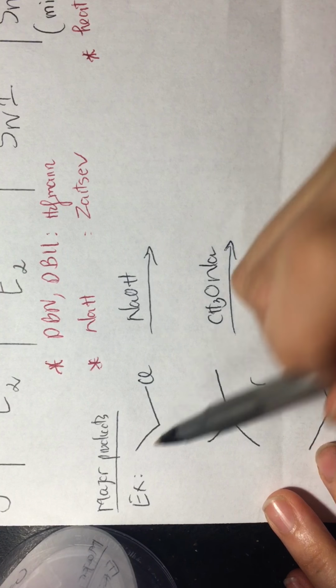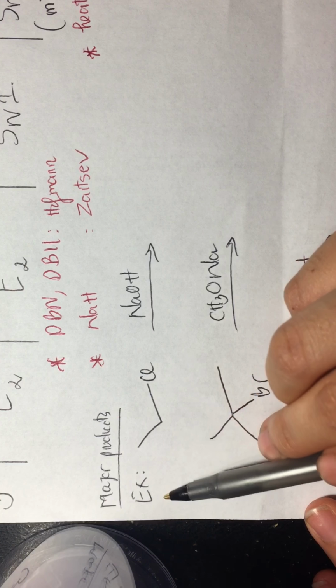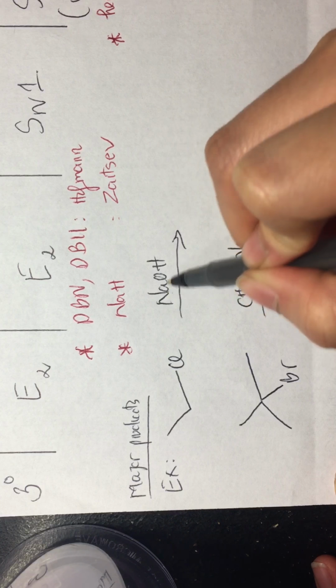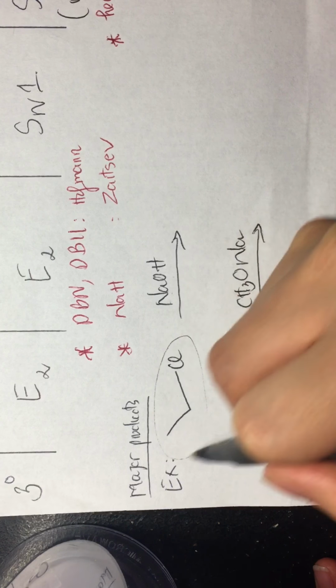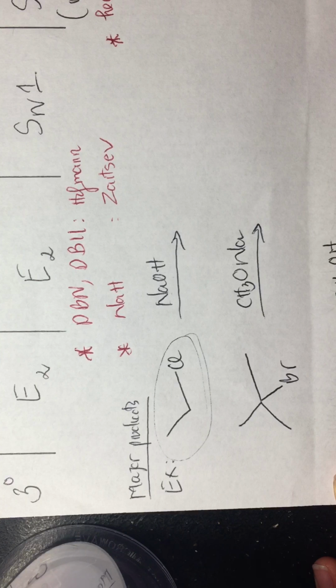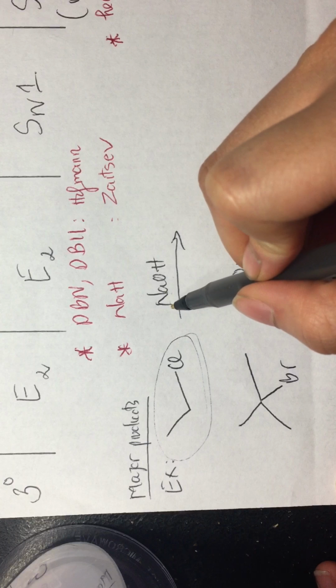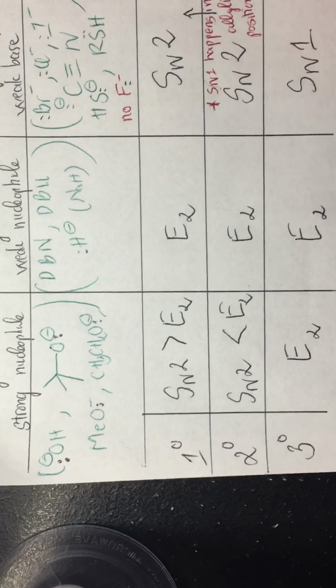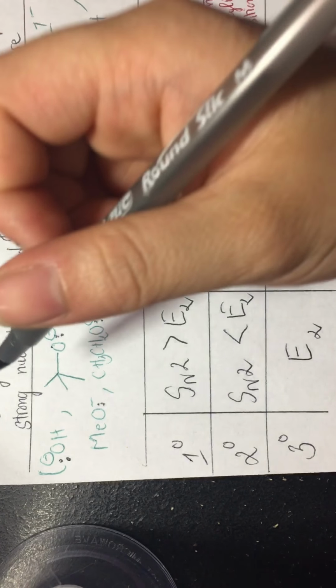So now, for example, let's predict the major product of these reactions. For example, if I have this. The first thing, whenever you want to predict a major product of a reaction, is to know what you have, a base or a nucleophile, and what your substrate is, what your alkyl halide is. In this case, if I look at my base, NaOH is a really strong base, and it is a really strong nucleophile.